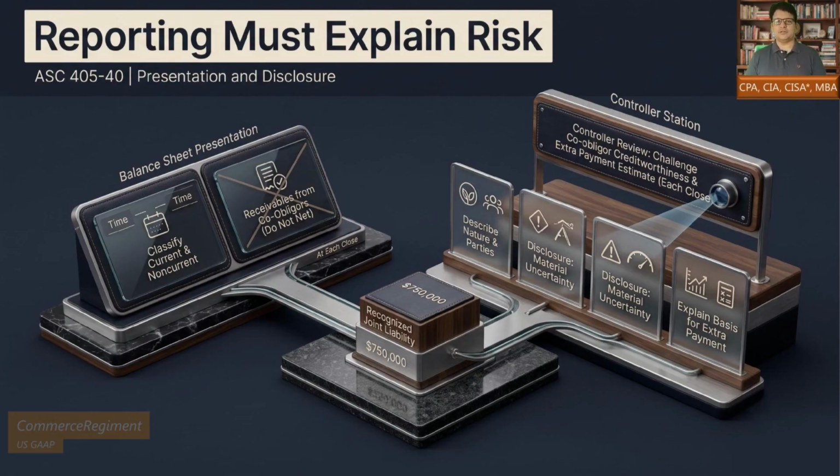The measured liability of $750,000 is classified as current or non-current based on expected settlement timing. It should not be netted against a receivable from co-obligors unless offset criteria are met. The footnote should describe the arrangement, the parties involved, and any material uncertainty around co-obligor payment risk. The controller should challenge both the agreed share and the expected extra payment each close because co-obligor creditworthiness can change.